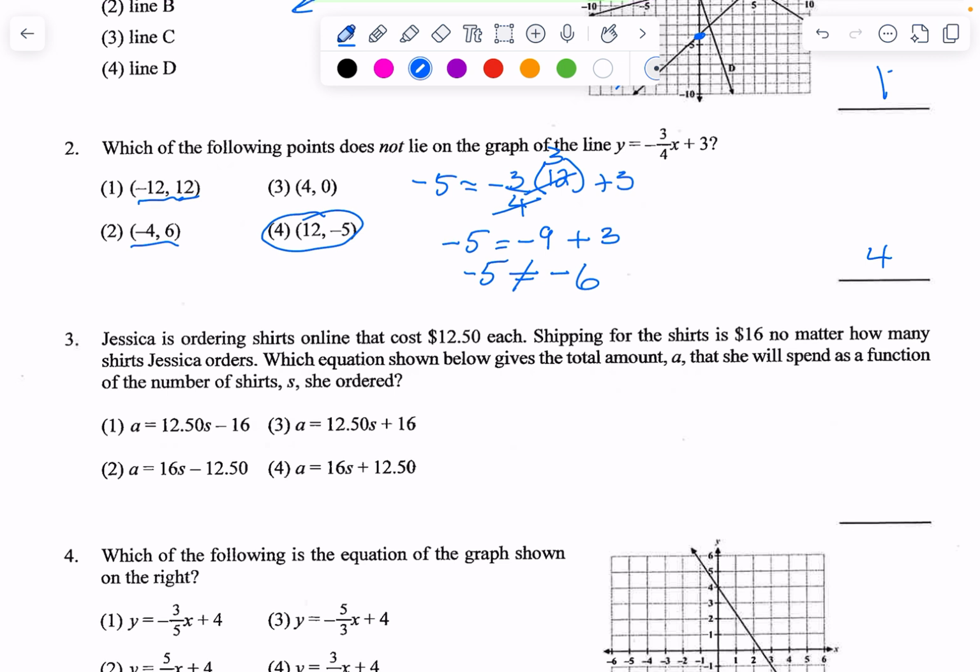All right, $12. The cost is $12.50 per shirt, plus the $16 for shipping. So this one is number 3.